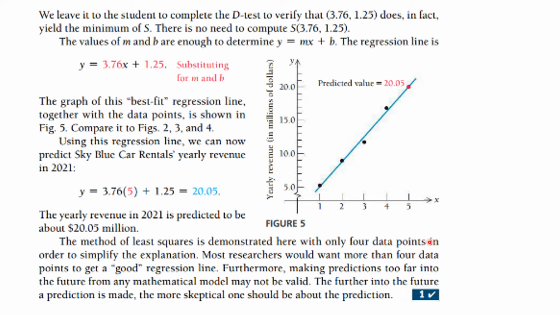Now, this method is demonstrated for only 4 data points to get it, and most researchers would want more than 4 data points to get a good regression line. And in fact, I'm going to give you a problem where there are more than these and you have to do it. A further point is making predictions too far in the future in any mathematical model may not be valid. So we have to be skeptical about future predictions.